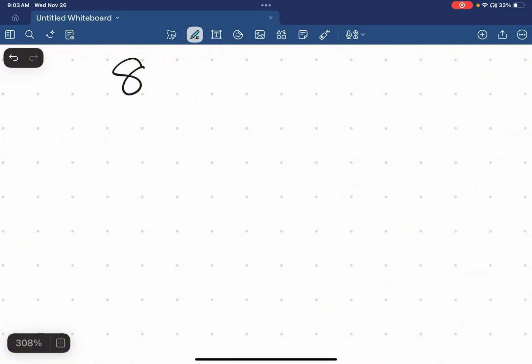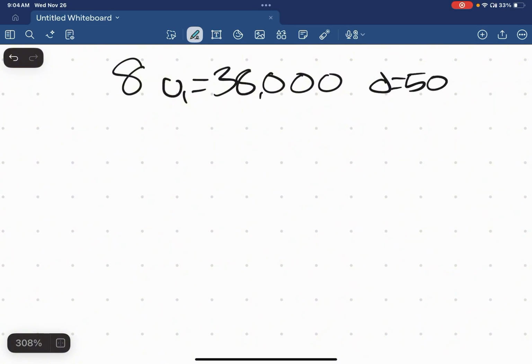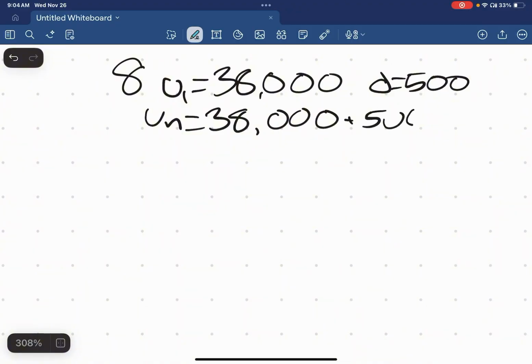Okay, so we know that u1 is going to equal 38,000 because that's the first year when he started working his job in 2000. We know that each year he gets 500 more dollars. We're given that, so we know the difference is going to be 500. So from here, we can already set up an equation that the nth term, or how much money he makes in one year, is going to be given by the salary in 2000, which is 38,000, plus 500(n minus 1).